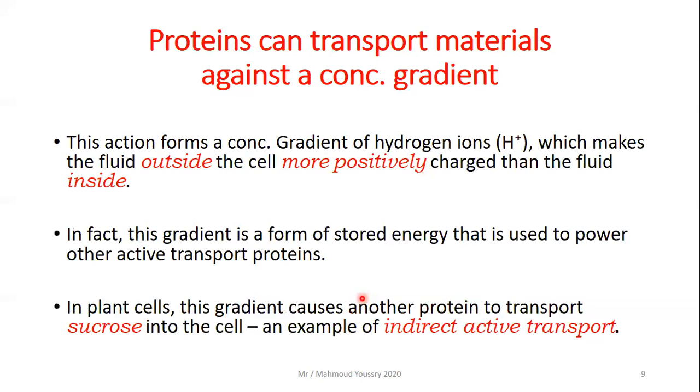So this gradient in plant cells causes another protein to transport sucrose, which is a sugar, into the cell. This is an example of indirect active transport because it gets the energy from ATP molecules in an indirect way.